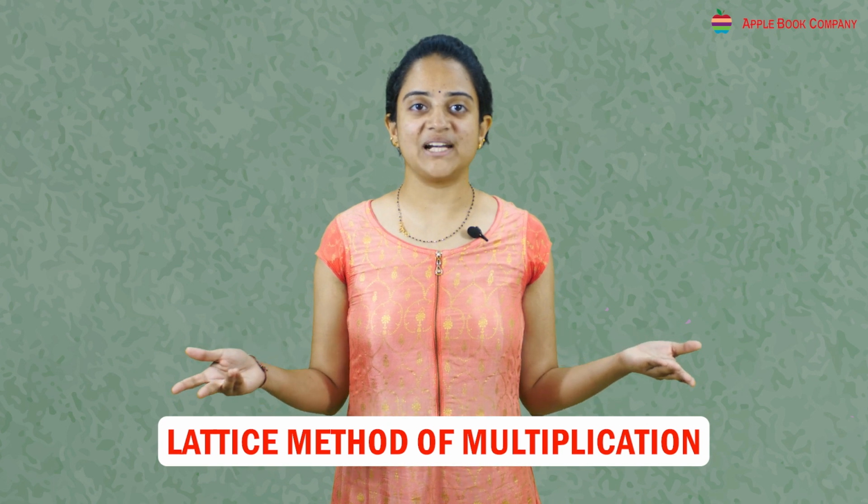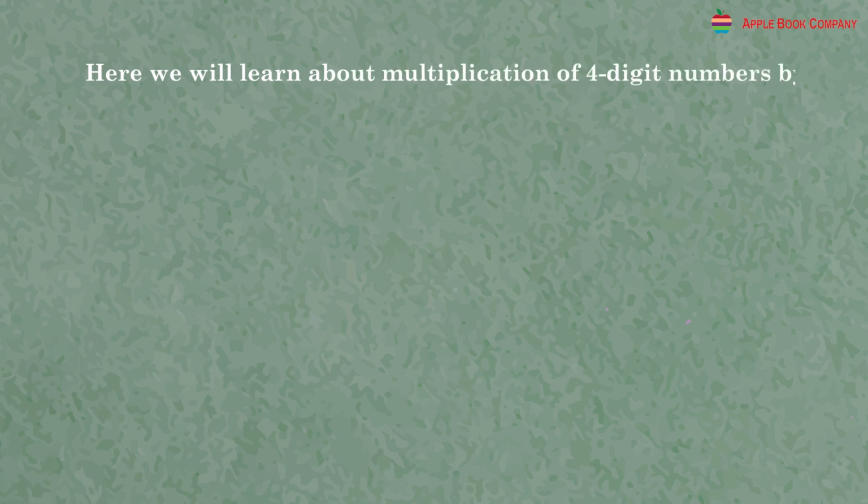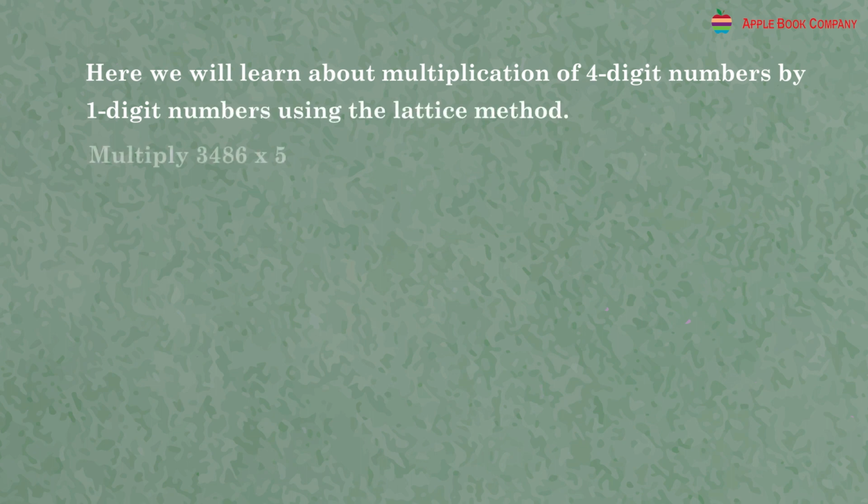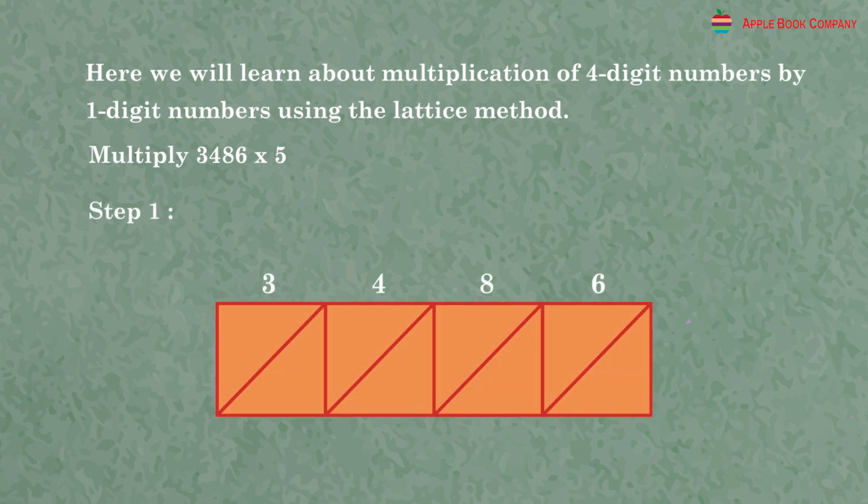Lattice method of multiplication. Here we will learn about multiplication of 4-digit numbers by 1-digit numbers using lattice method. Multiply 3486 multiplied by 5. Step 1. Write 3486 on top of the lattice and 5 on the left. Step 2. Multiply 3 by 5. 3 multiplied by 5 is equal to 15. Write as shown below.